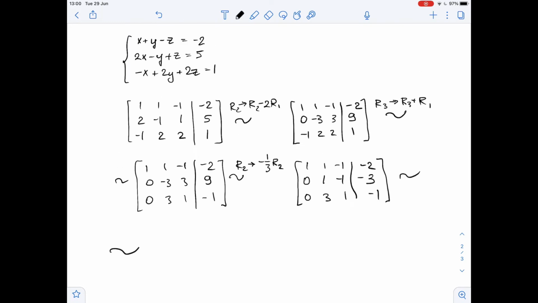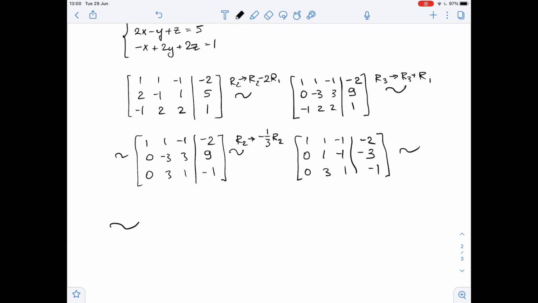Our next step is to subtract row 2 times 3 from row 3. So row 3 becomes row 3 minus 3 times row 2. And here we get the first two rows staying the same, but row 3 becomes 0, 0, 4, 8.